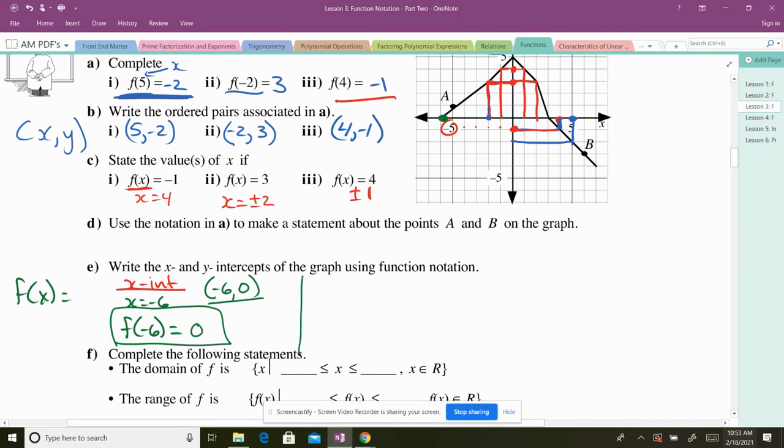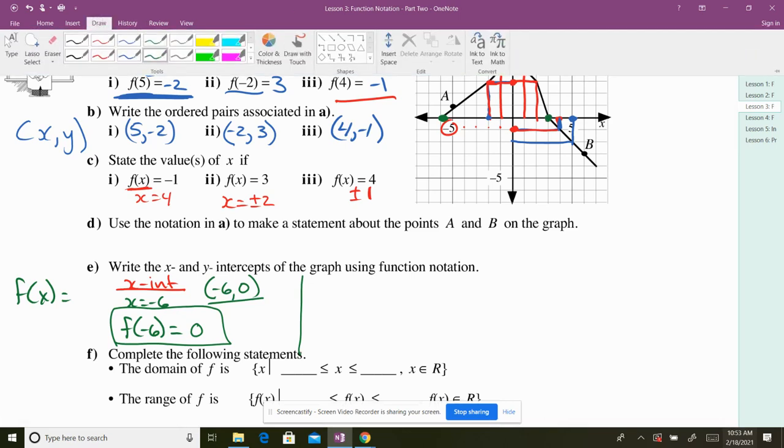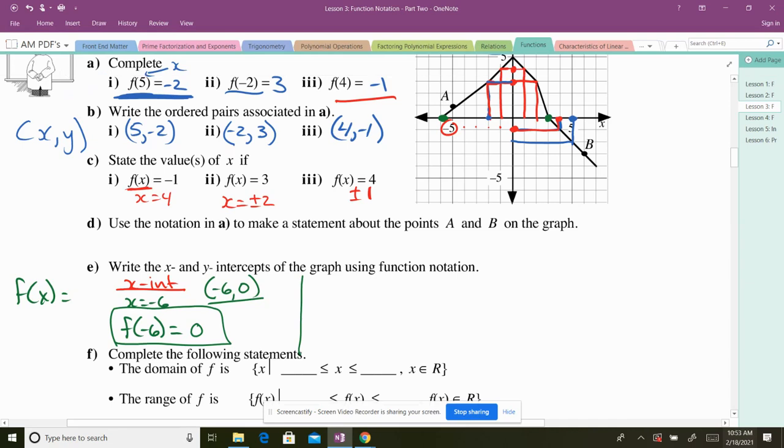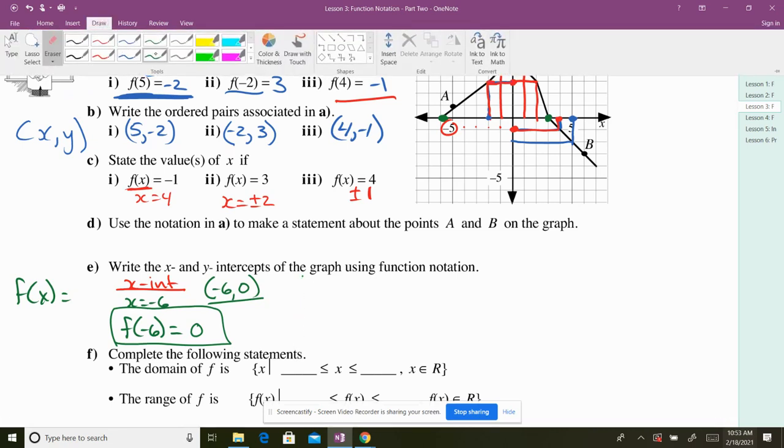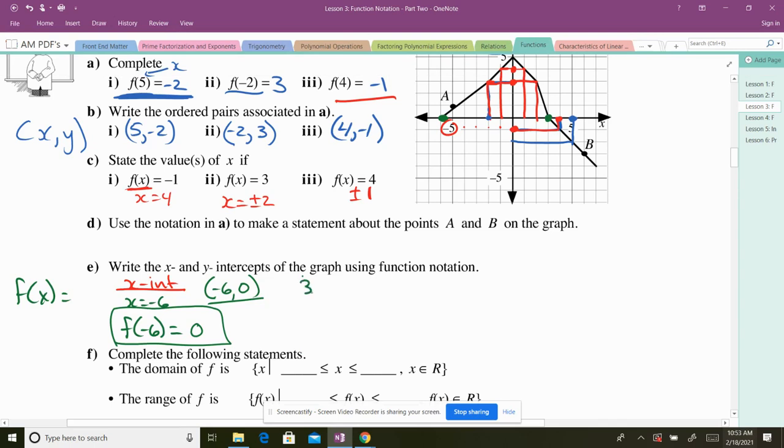This is the x-intercept where the graph hits the x-axis. There's also another one, though. Where's the other one? +3 right there. So we have to write that. What am I going to write for that? So 3, 0. How would I write it in function notation? There you go. So there's our x-intercept.